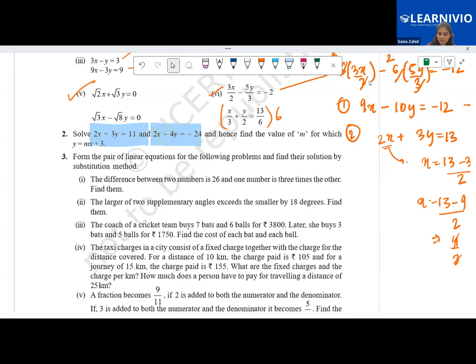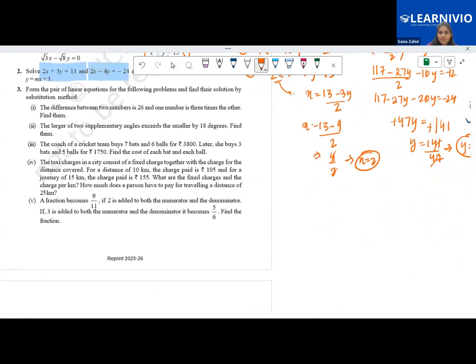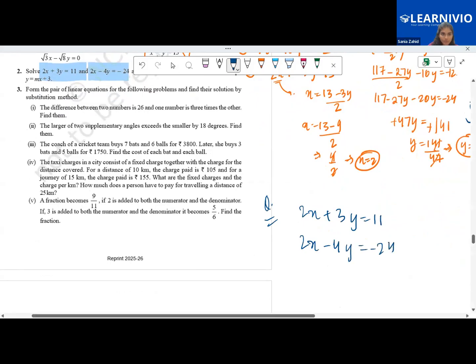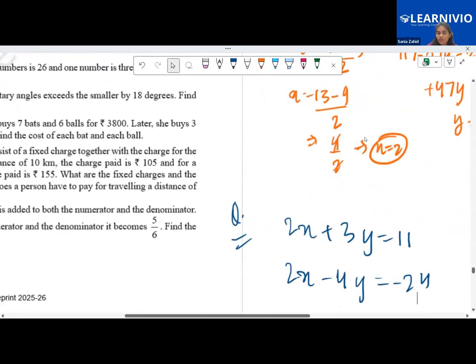Yes, Umesh, shall we discuss? Yeah. Tell me the answer. M is minus 0.71. Minus 0.75. Okay. How come? Let's solve. So first, the question is 2x plus 3y gives you 11. Okay. And then you have 2x minus 4y is equal to minus 24. Right. Now I have to solve for x and y.